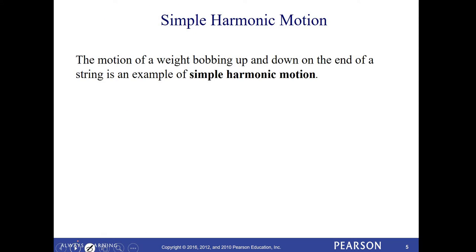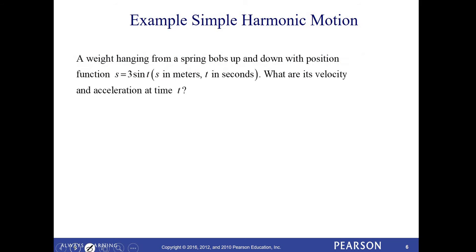Harmonic motion. The motion of a weight bobbing up and down on the end of a string is an example of harmonic motion. Harmonic motion are our sine and cosine curves. So here's an example. A weight hanging from a spring bobs up and down with position function s equals 3 sine t. What are the velocity and acceleration at time t?